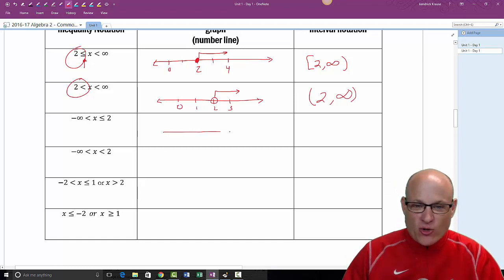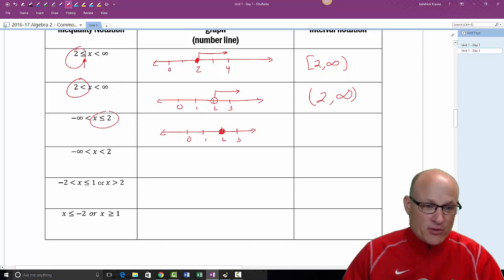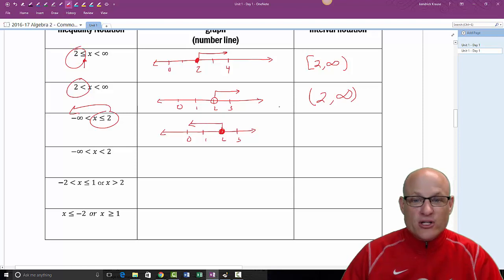All right, and now we're just going in the opposite direction. So we're going to have basically the same graph, 0, 1, 2, 3, closed circle at 2, but in this case 2 is the biggest number and we're going off to negative infinity, so we're going to draw our arrow going that direction forever and ever. Remember, we can never reach infinity or negative infinity, and the highest number is 2, and we use the bracket.